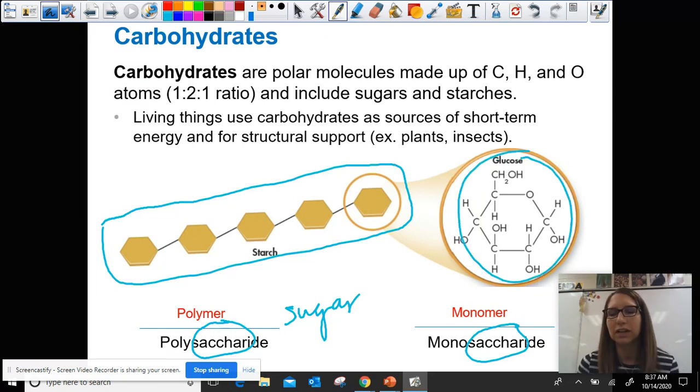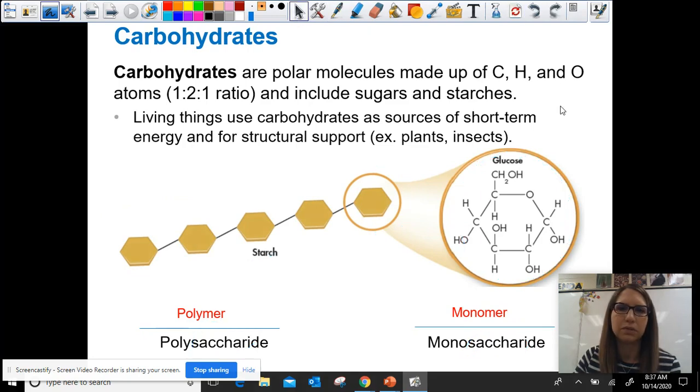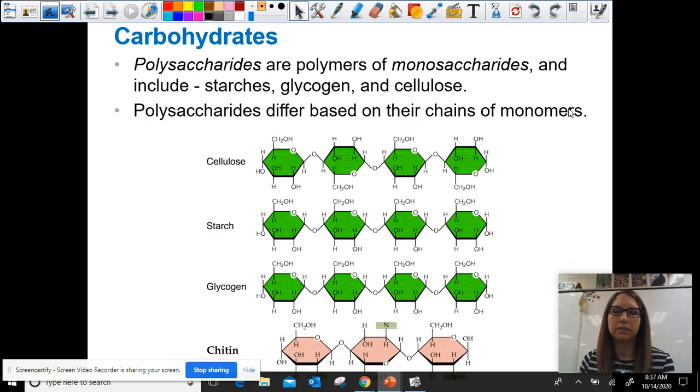A single sugar has a ring shape. When we link them all together in these big long chains, then we have a polysaccharide, many sugars together, okay? So let's look at some of our examples of polysaccharides. So polysaccharides are, again, polymers of monosaccharides. They include starches and cellulose and glycogen.